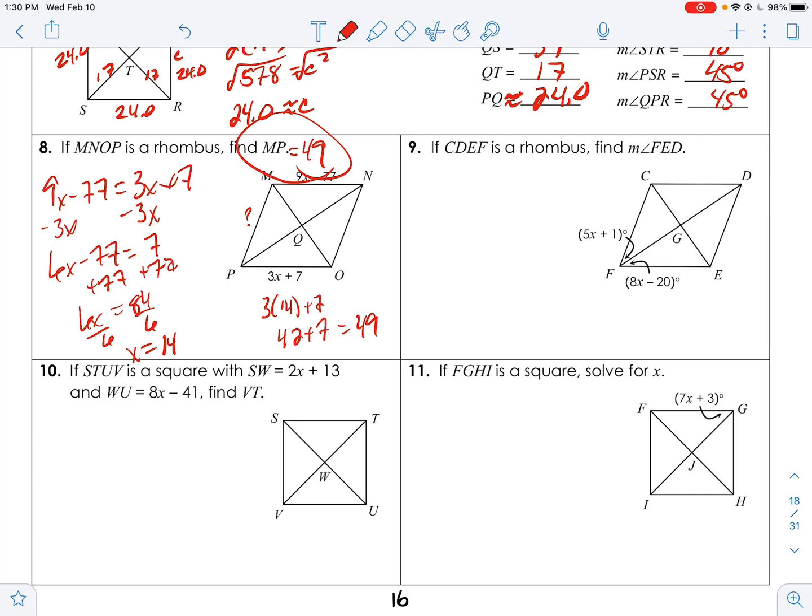Number 9 is about angles, it looks like, but same ideas. Use those rules about rhombus. Give it a try. Come back. Let's see how you did.